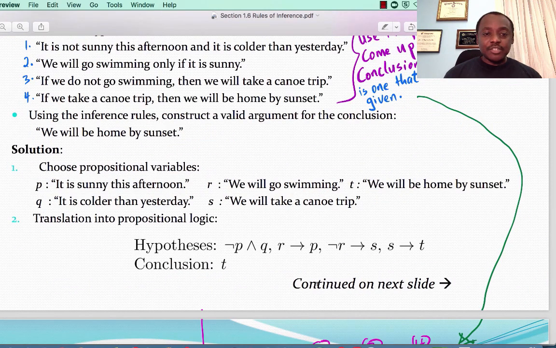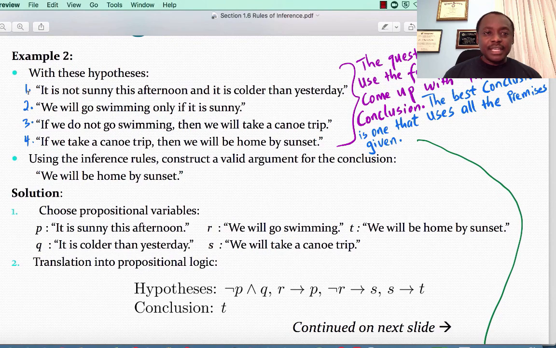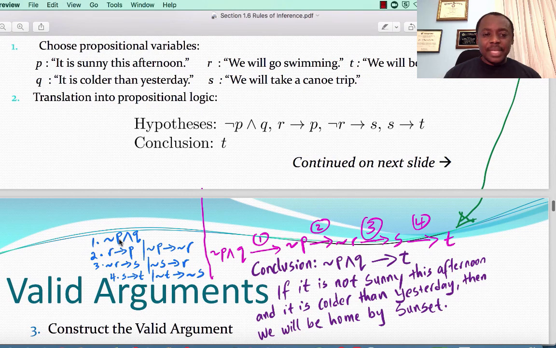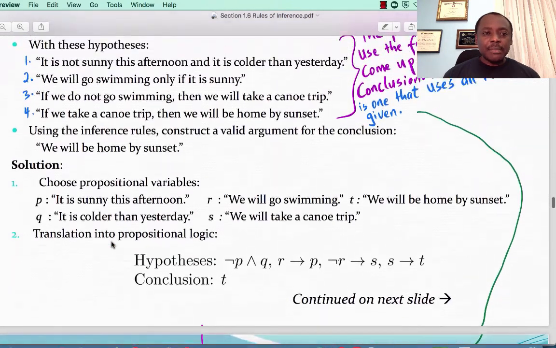Now, let me show you my translation. Number 1, it is not sunny this afternoon and it is colder than yesterday. I translate that as not P and Q. Not P, it is not sunny this afternoon. Q, it is colder than yesterday. So that's my translation. I go to statement number 2.